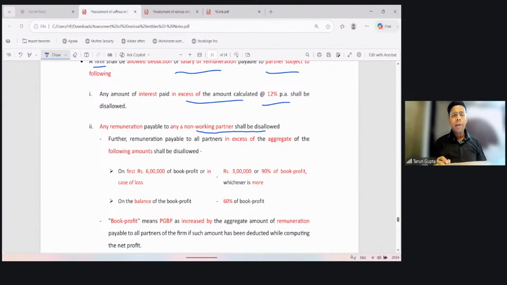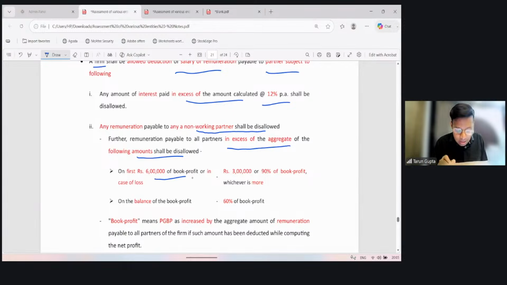So if you're a non-working partner, if you're not at all engaged in the working of the firm, then the remuneration paid to you is disallowed at first. Then if you're a working partner, the remuneration is allowed but subject to the following. The remuneration payable to all partners in excess of the aggregate of the following amount shall be disallowed. So this is the limit for aggregate remuneration payable to the working partners, because remuneration payable to non-working partners is at first disallowed.